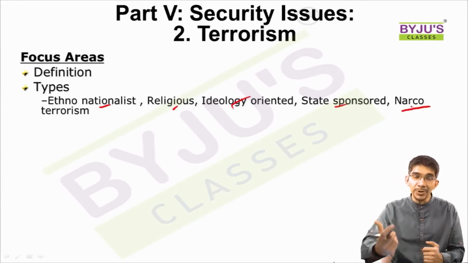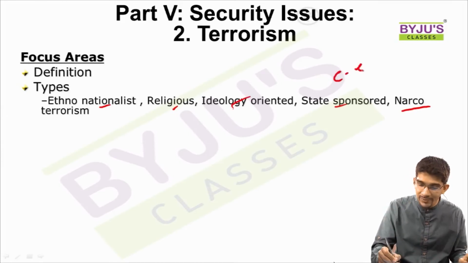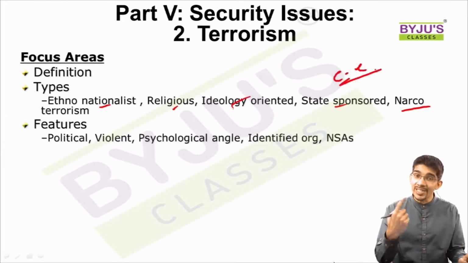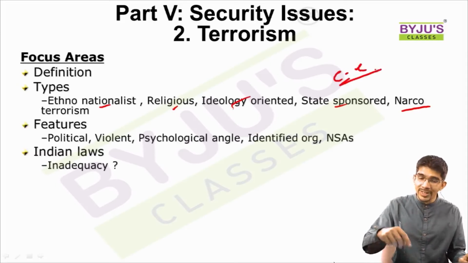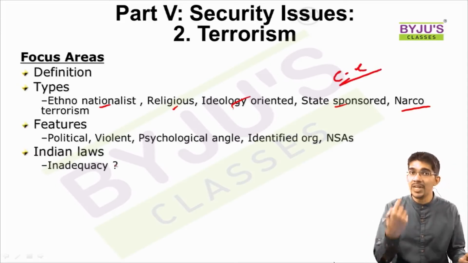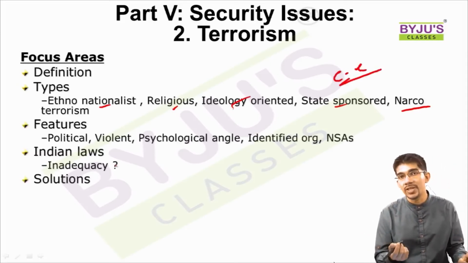So different things can lead to terrorism. What is causing it? Again, the cause-effect analysis. What are the different features of terrorism? What are the Indian laws with link to terrorism? Are they inadequate? What can be done to improve them? And what are the solutions we can look at?